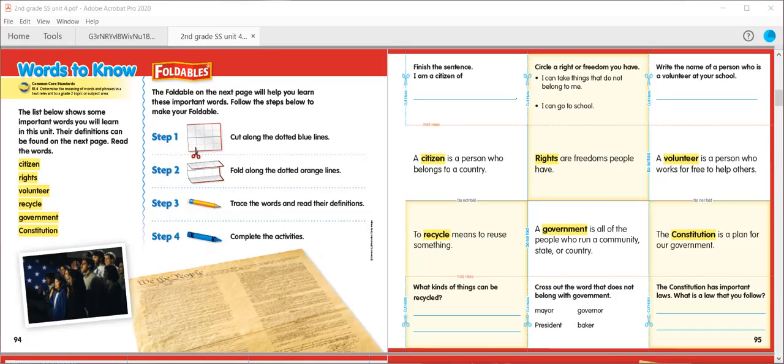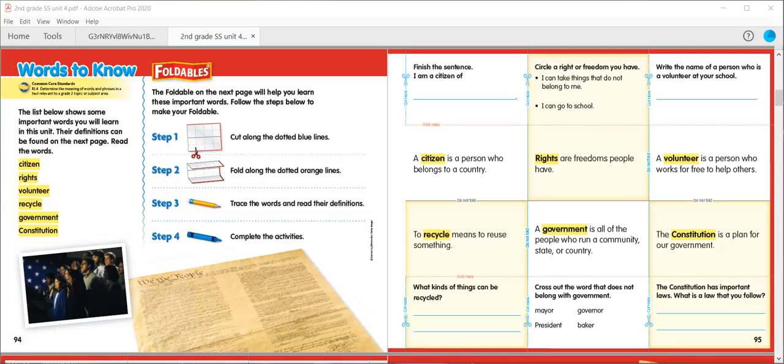A citizen is a person who belongs to a country. Finish the sentence. I am a citizen of, so list the country that you're in or the country that you're from. Rights are freedoms people have. Circle a right or freedom you have. I can take things that do not belong to me, or I can go to school. Circle the one that is a right that you have.